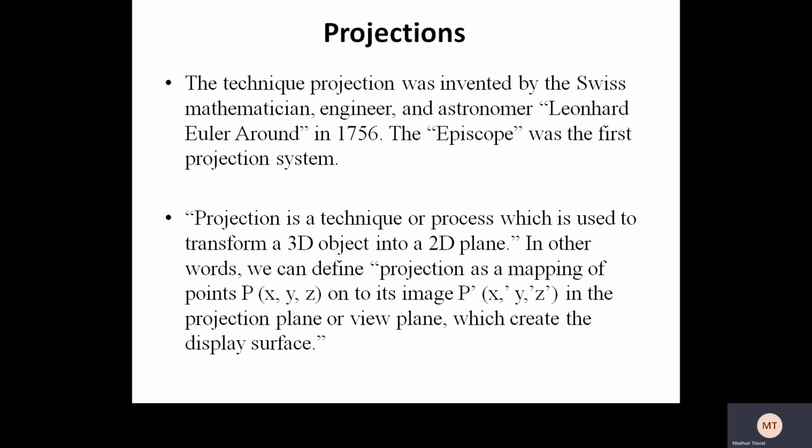So projection is a technique used to transform a 3D object into a 2D plane. In other words, we can define projection as a mapping of point P, that is the XYZ coordinates, onto its image, that is P dash. So we get x dash, y dash and z dash as coordinates in the projection plane or view plane, which creates the display surface. This is the projection technique we use to transform a 3D object into a 2D plane.